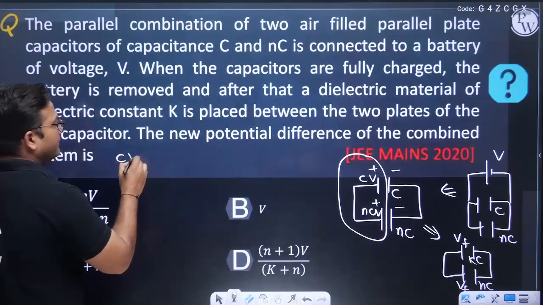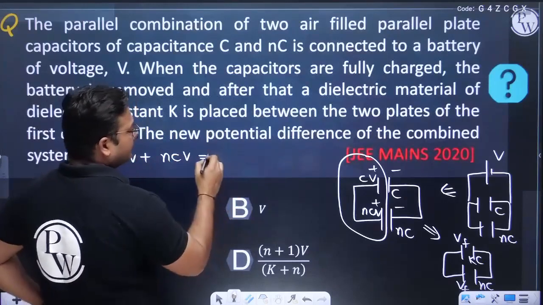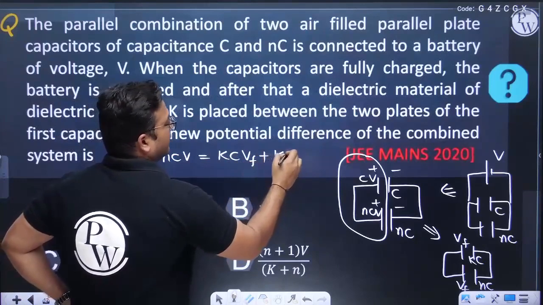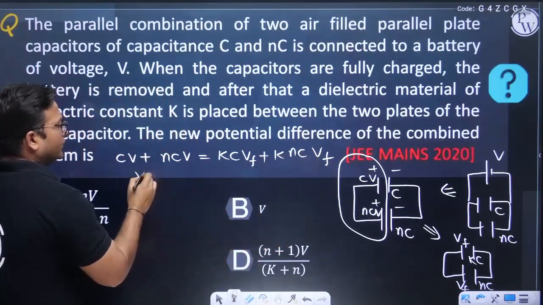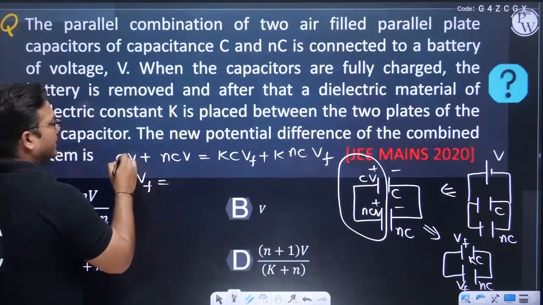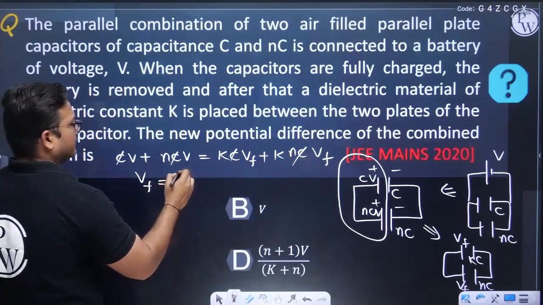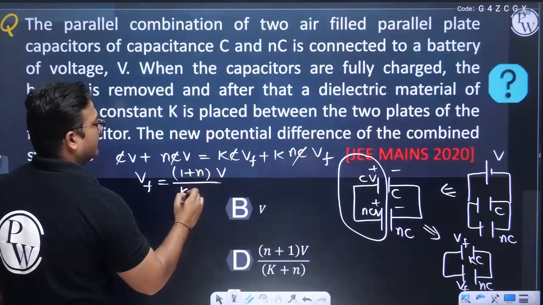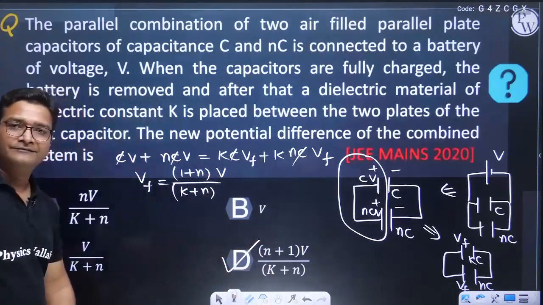Initially we have CV plus NCV, and now we will be having KCV final plus NCV final. Obviously you find V final, cancel C from everywhere, and you will have V final as (1 plus N) times V divided by (K plus N). Okay, so your correct answer is D. Okay, next question.